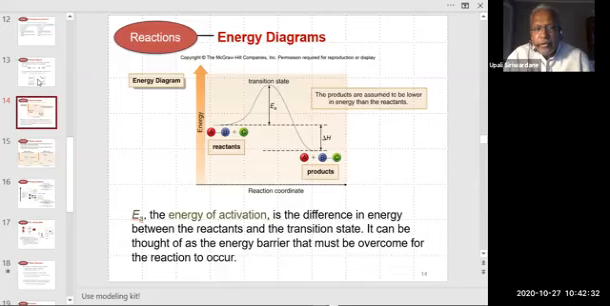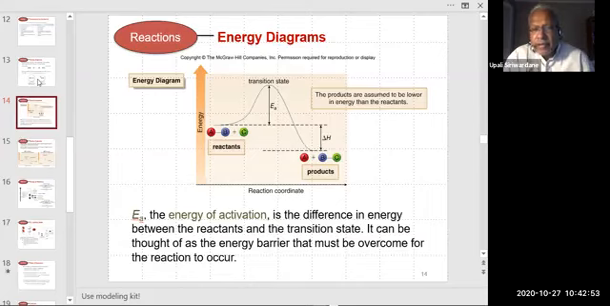So this is the minimum energy, the activation energy, that's required to go through the transition state. That's called the transition state energy barrier. So that barrier should be passed before reactants can go to products.